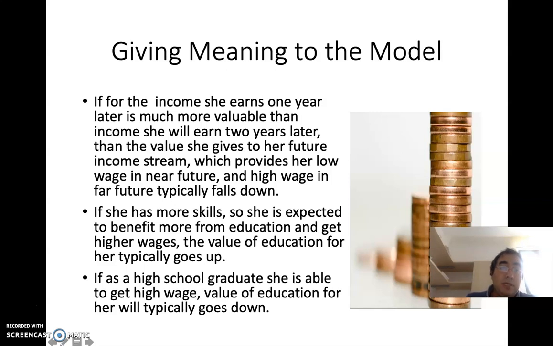If the income she earns 1 year later is more valuable than the income she earns 2 years later, the value she gives to her future income stream, which provides her low wage in the near future and high wage in the far future, typically falls down.